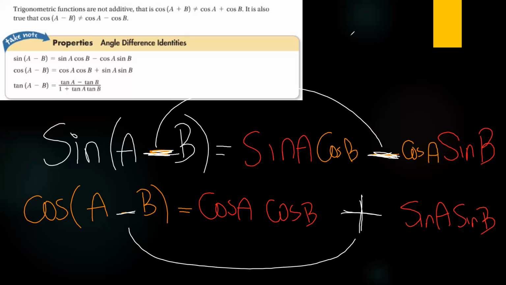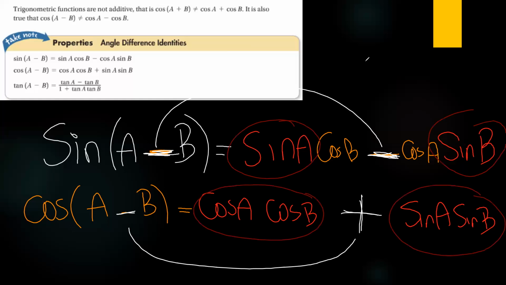Then sine of A minus B, I will repeat: you must start with sine of A and end with sine of B, and between them put the cosines. In the cosine, start with the cosines and end with sine. These we call angle difference identities.